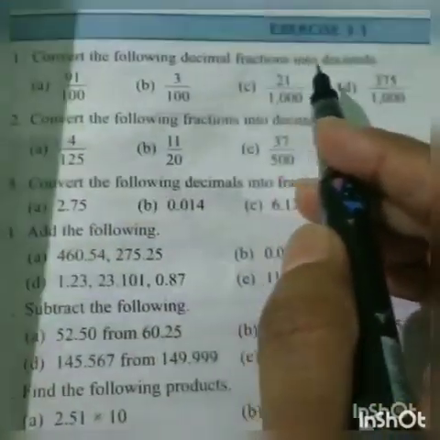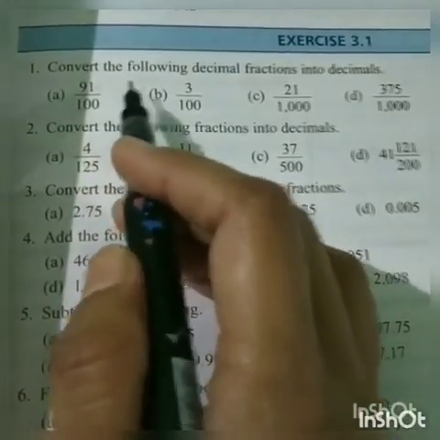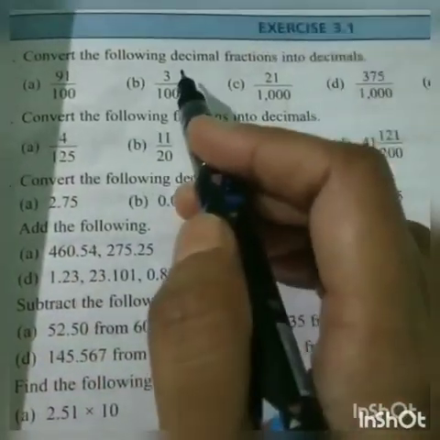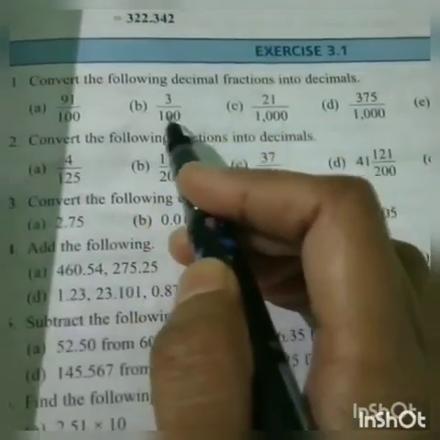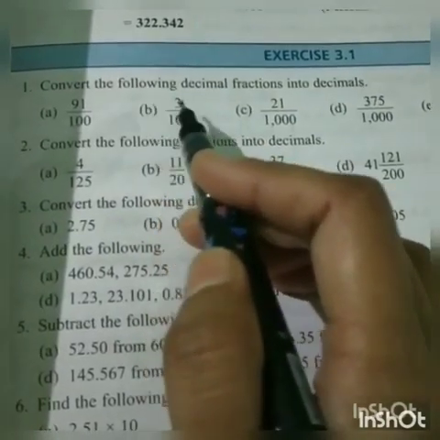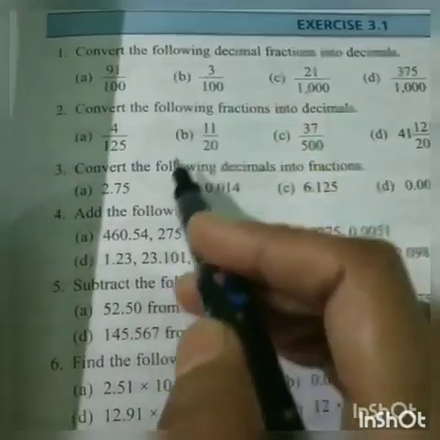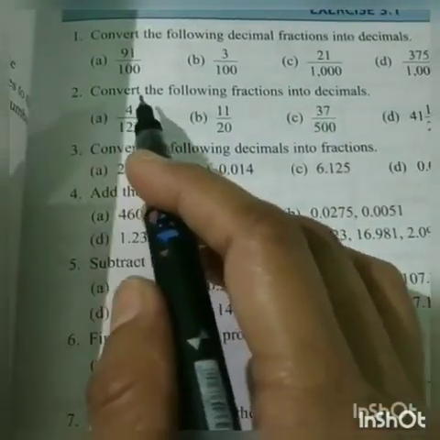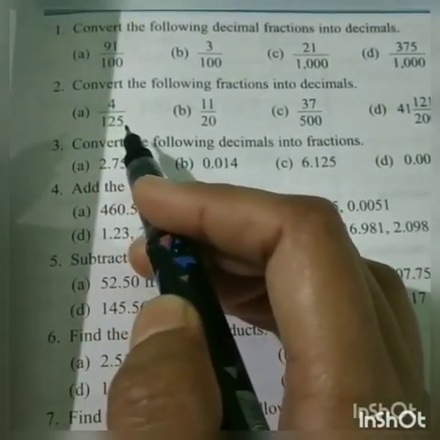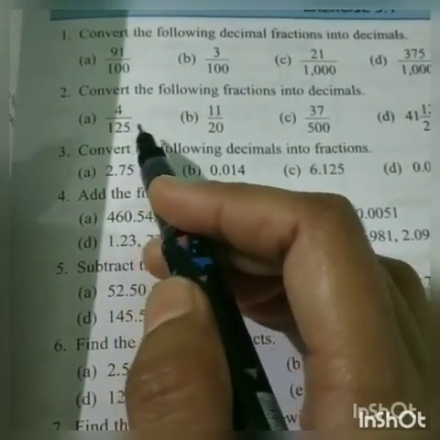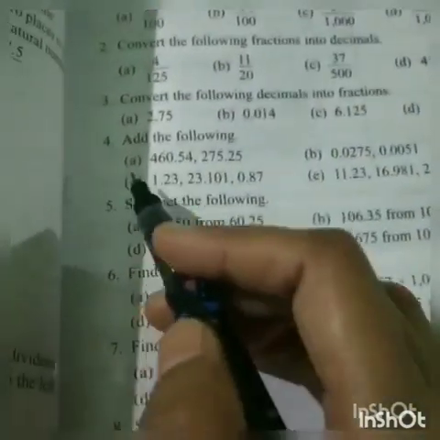Convert the following decimal fraction into decimal. You can convert it. What will it be? 91 by 100 means 0.91 will be the answer. Here 3 by 100 means 0.03 because there are 2 zeros. So you have to put the decimal from the left side 2 digits. So now question number 2, convert the following fractions into decimals. You can convert into decimal number by the division method or by making the denominators multiples of 10.